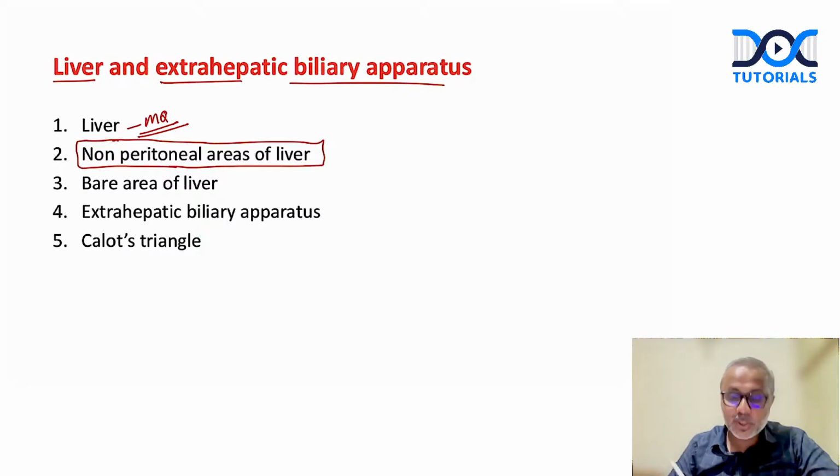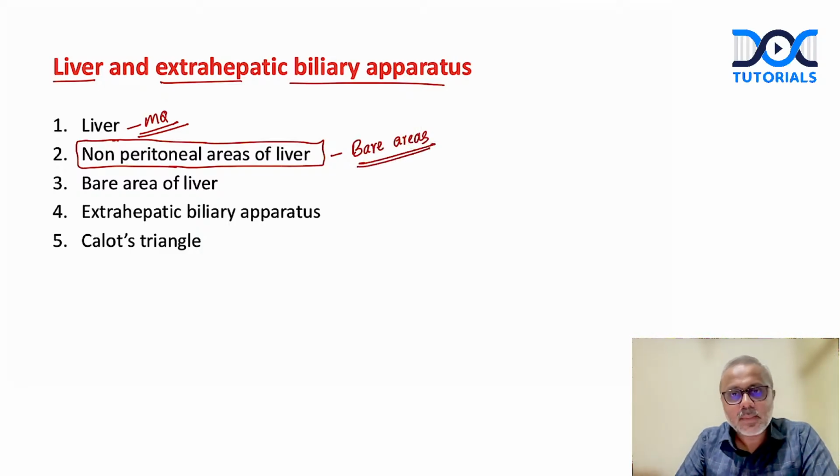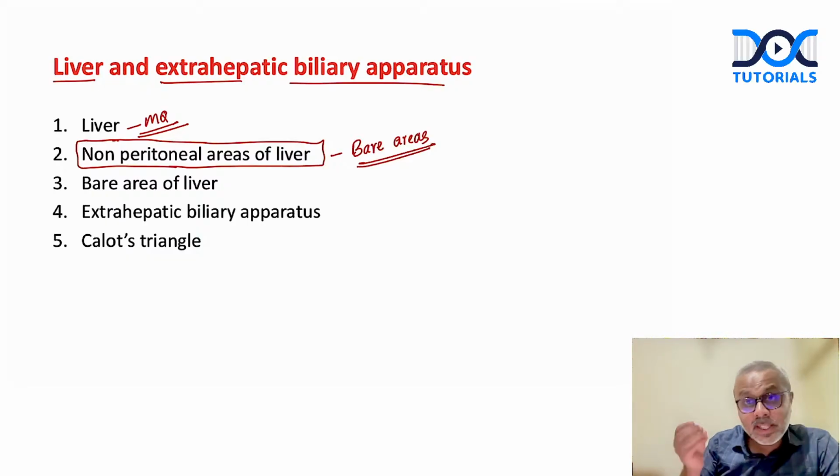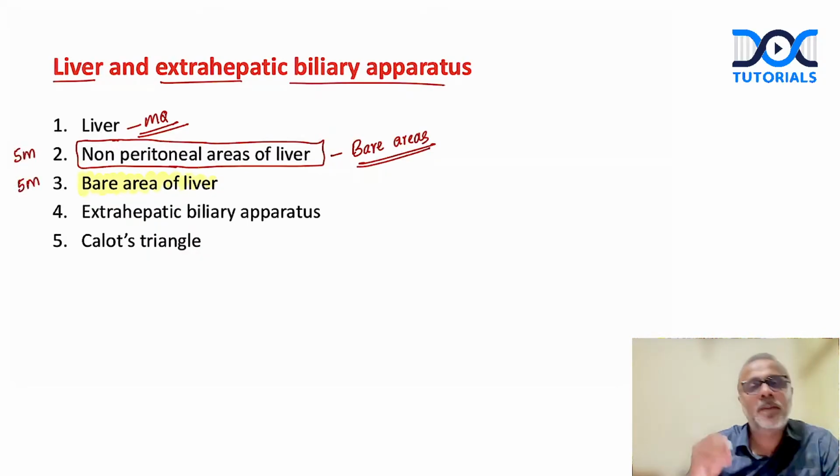What are the non-peritoneal areas of the liver, which are otherwise called as the bare areas of the liver, right? Then in the bare areas of the liver, there is one large non-peritoneal area which is called as the bare area of the liver. Now, both of these will be important 5-marker questions.